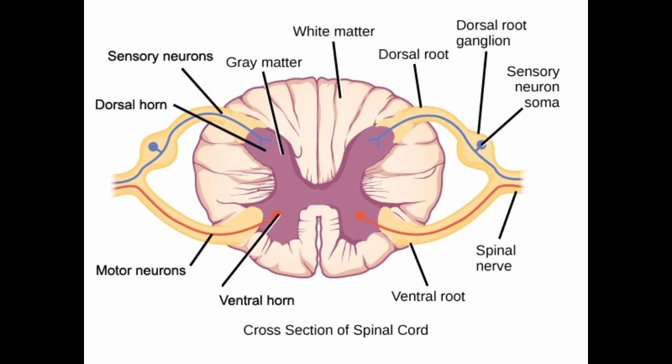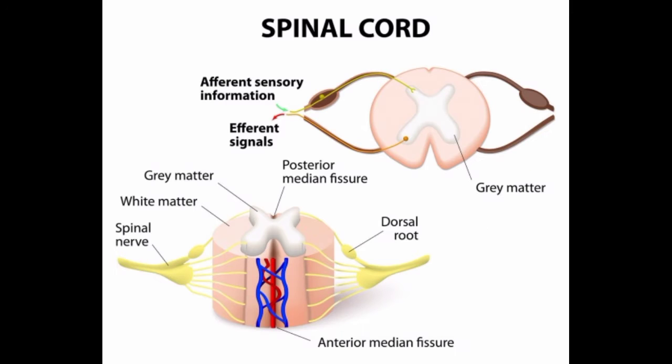Now the dorsal horn is joined by a sensory nerve which picks up impulses from the sense organ and brings them to the spinal cord, whereas from the ventral horn arises a motor nerve which takes the message from the spinal cord to the concerned effector organ.